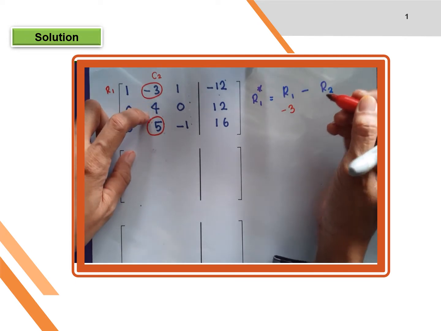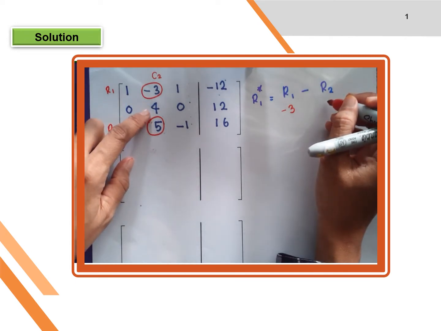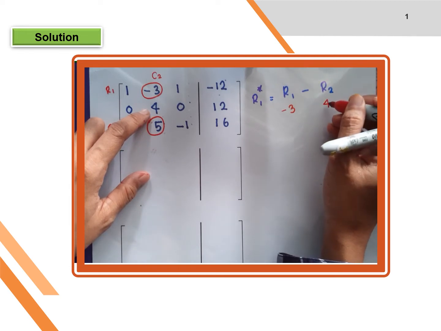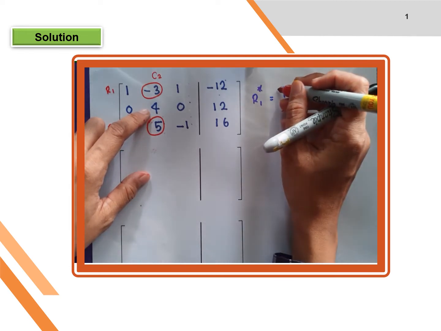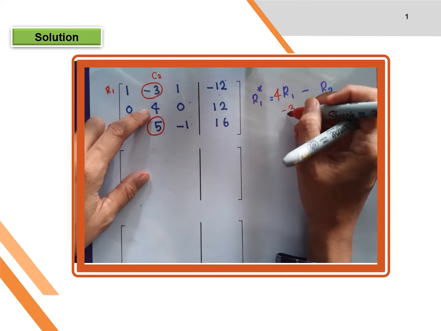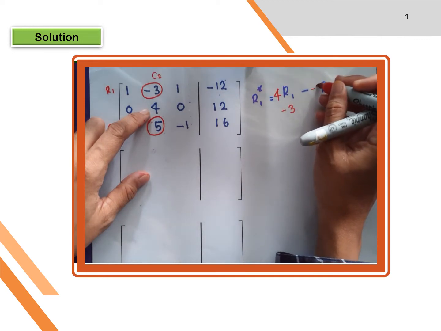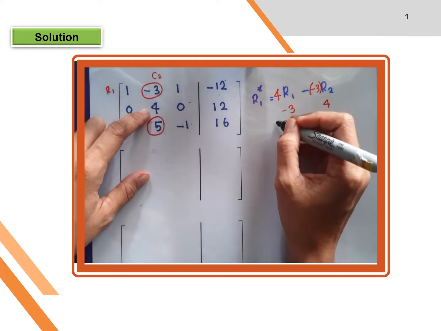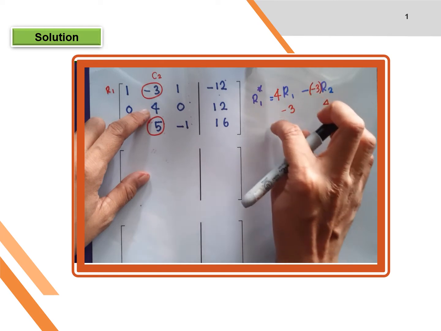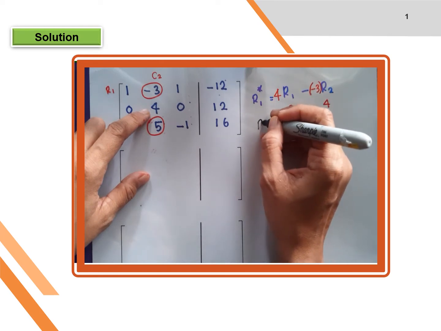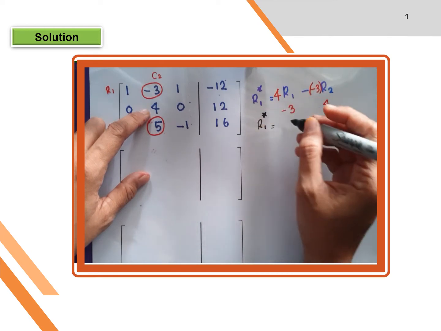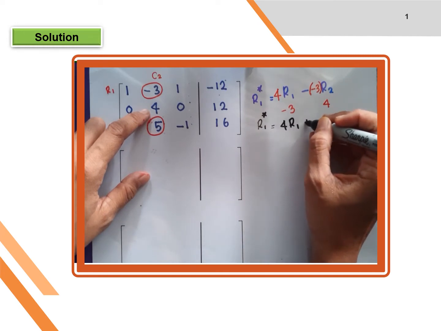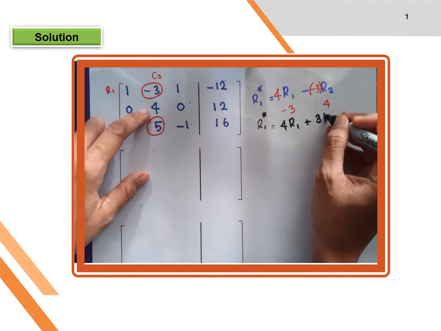And then the number in row number 2, column number 2 is equal to 4. And we just multiply 4 by row number 1 and then -3 by row number 2. And the equation is: row 1 replaced is equal to 4 row number 1 plus 3 row number 2.